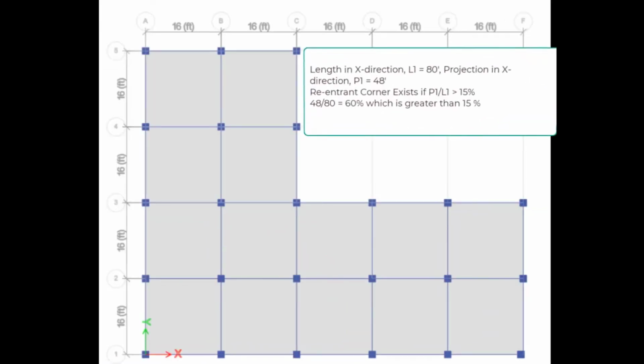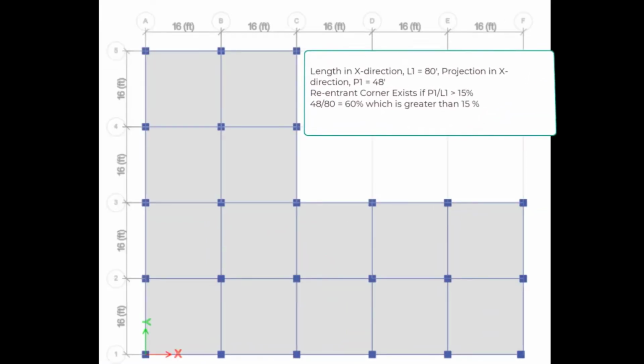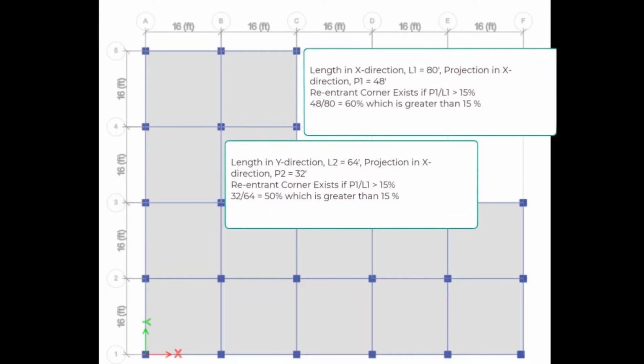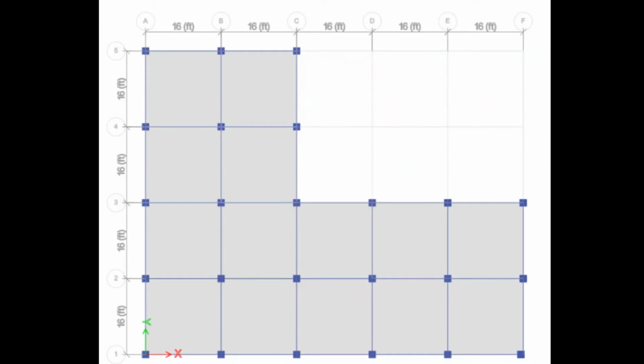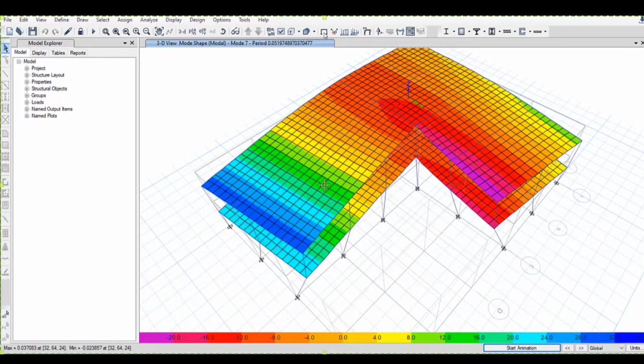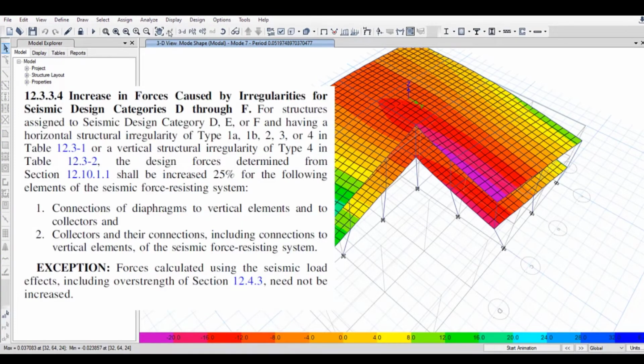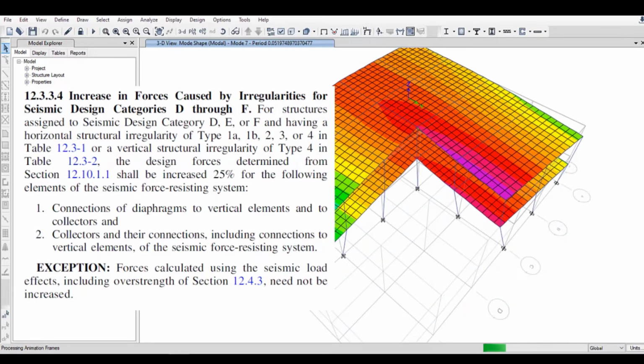This next example has an L-type building configuration. The irregularity percentages are 60% and 50% respectively, in each direction. As reentrant corner irregularity exists in both examples, Section 12.3.3.4 of ASCE 7-16 suggests to increase the diaphragm forces by 25% during diaphragm design.